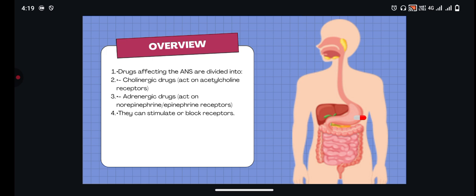If the drug is going to stimulate any kind of action by acting on the adrenergic or cholinergic receptors, then it is known as an agonist, while blocking the action will give it the term antagonist.